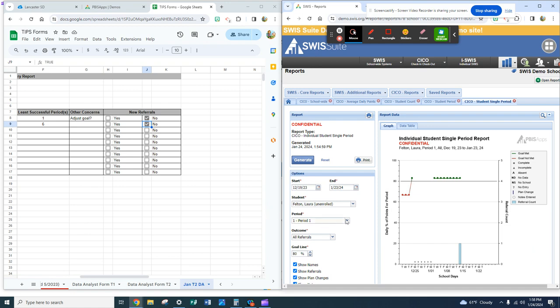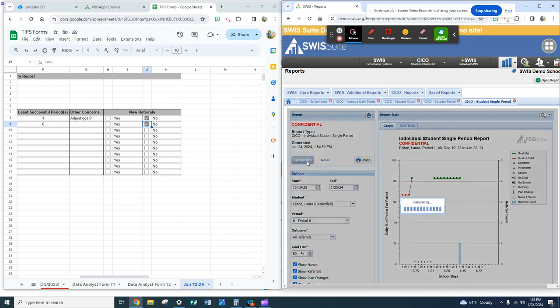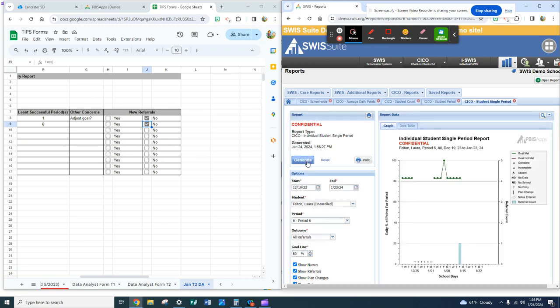So let's look at the single period. So we said his least successful period was period 6. Oops, we're still looking at Laura. It's like, wow, how's he doing so well? Winston Weller. Here we go. Generate.